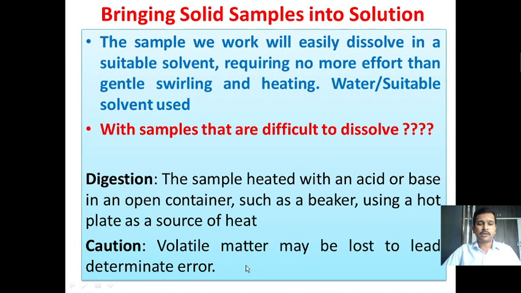If we intend to collect all this volatile matter and subject it to analysis, or if our objective is to determine the amount of volatile matter present in the sample, then this digestion step will not be an easy one, so we have to think twice. If the sample is easily soluble in a given solvent such as water, there is no question of further treatment to convert it into solution. Otherwise, we have to go for digestion. Digestion is done by heating the sample with an acid or a base in an open container using a hot plate as a source of heat energy.